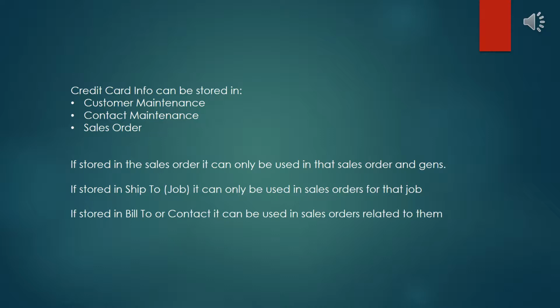At the customer maintenance level, in the bill to or ship to, if it's stored there, then all sales orders to a particular customer or all sales orders to a particular job can access the credit card information. If the credit card information is stored on the contact and the contact is associated with a particular job or a bill to, then it can be used from there. That's not normally how it's used, though.